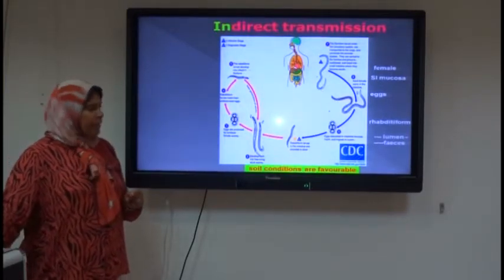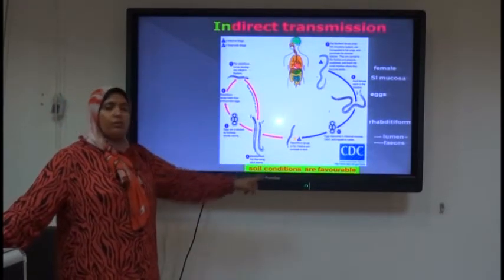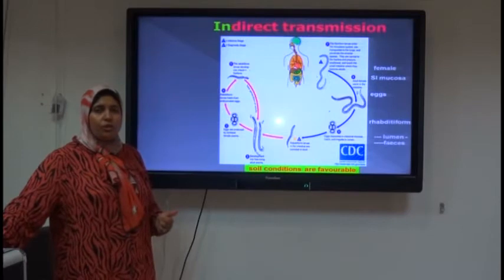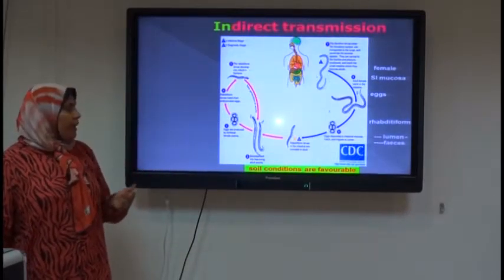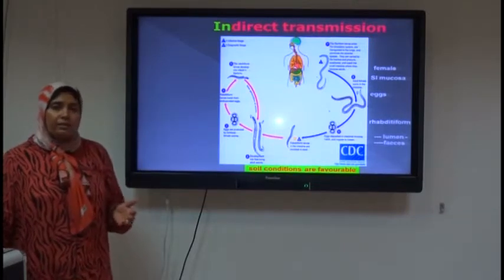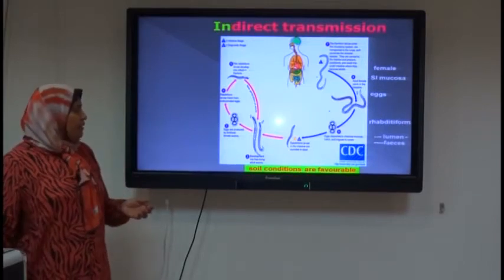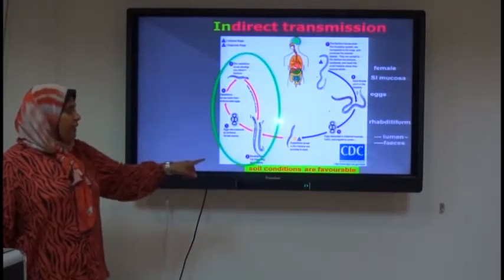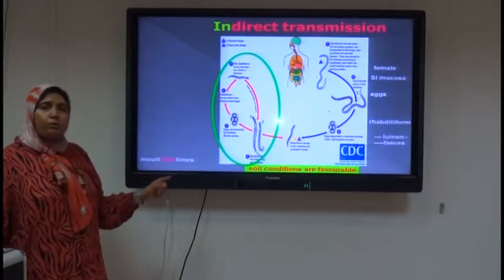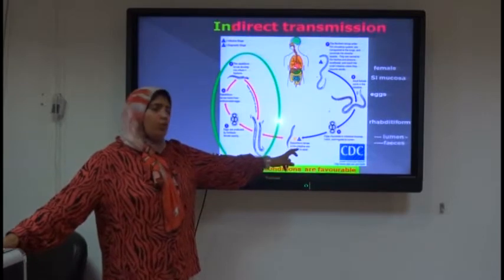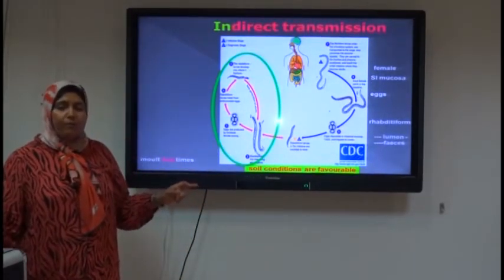In the indirect cycle, the first part is the same as the other one, but here soil conditions are favorable. There is moisture, there is poor sanitation, and there is good temperature. That is why all the facilities are appropriate for this worm to molt 4 times, and that's why this cycle will happen. What will happen? As I said, it will molt 4 times. What will molt 4 times? The rhabditiform larvae, which has passed to the soil from the stool of the man.